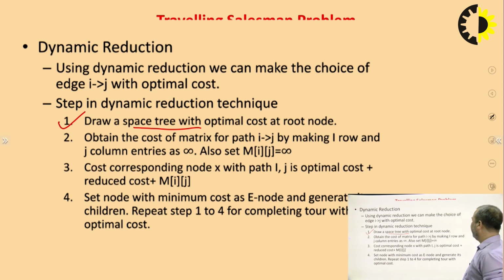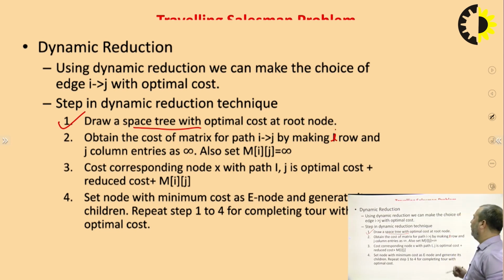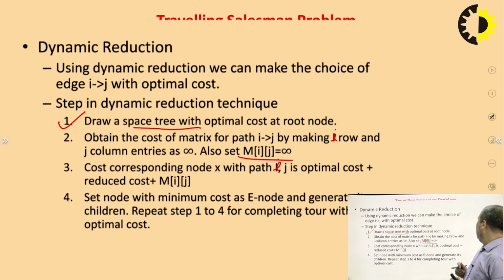Obtain the cost matrix for path ij by making the i-th row and j-th column entries infinite. Also set mij equal to infinite. The cost corresponding to node x with path ij is the optimal cost plus the reduced cost plus mij, that we will see. Set the node with minimum cost as the E node and generate its children. Repeat steps 1 to 4 for completing the tour with optimal cost. So just see the steps.